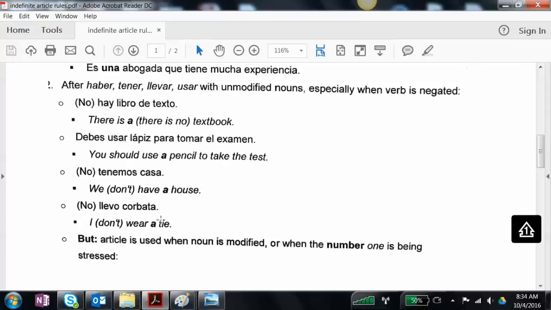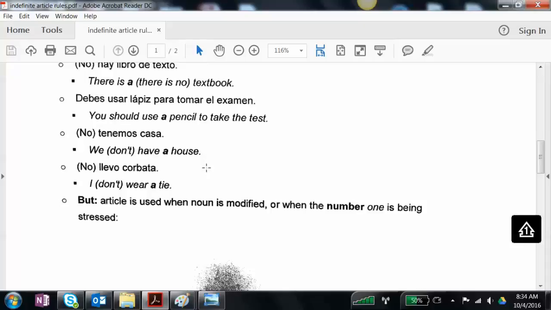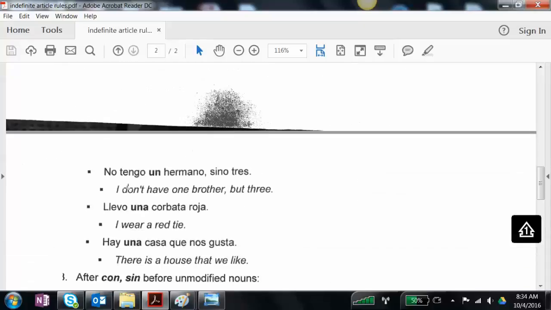So in all of these, you can see in English that we are putting in the indefinite article, but in Spanish, we don't. Even though the translation would have an "a" in there, we don't need to write it because in Spanish, they just don't do it. So following these verbs, haber, tener, llevar, usar, do not put in the article unless it's modified. So if it's modified, no tengo un hermano sino tres, here we're modifying that. We're saying I don't have a brother but three.